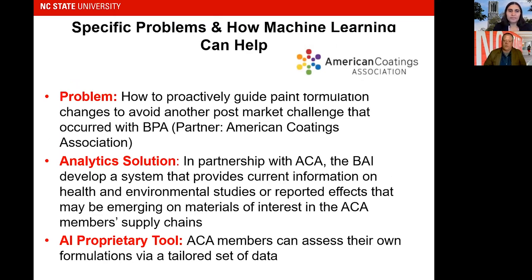And so we worked with them to build a dashboard to monitor those conversations, monitor health and environmental studies, legislative actions, anything like that, to try and provide them with some insight into which of those chemicals could potentially be a problem. For those of you who remember, there was an issue with BPA a while ago, right? And how it had to be removed from a lot of products that were out there, right?